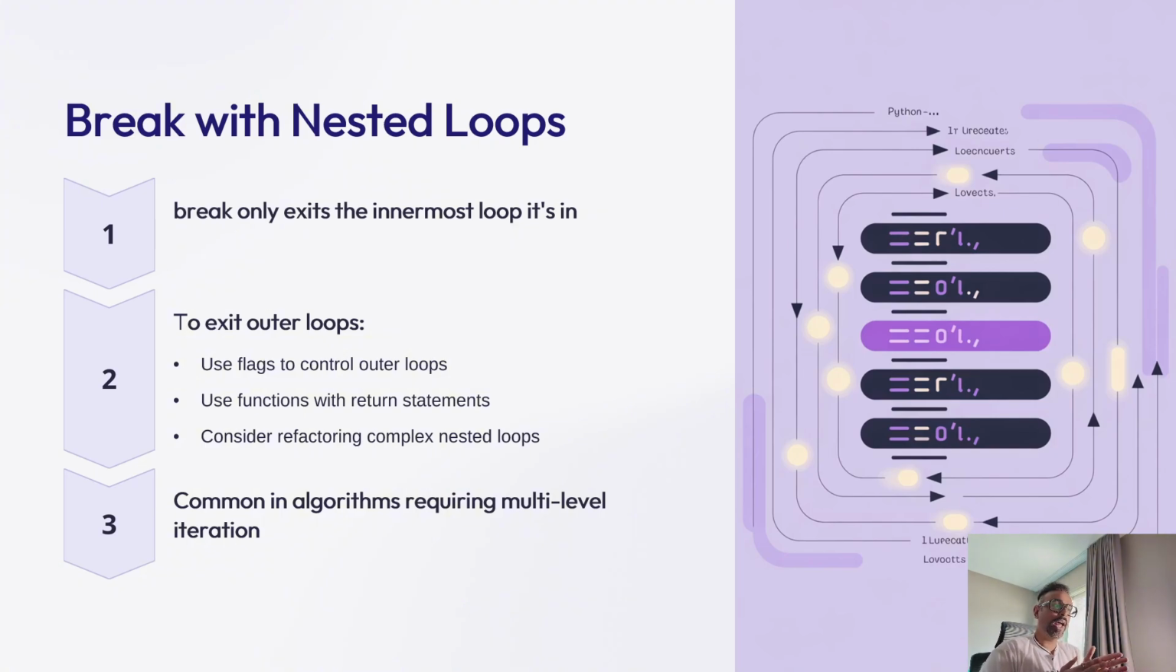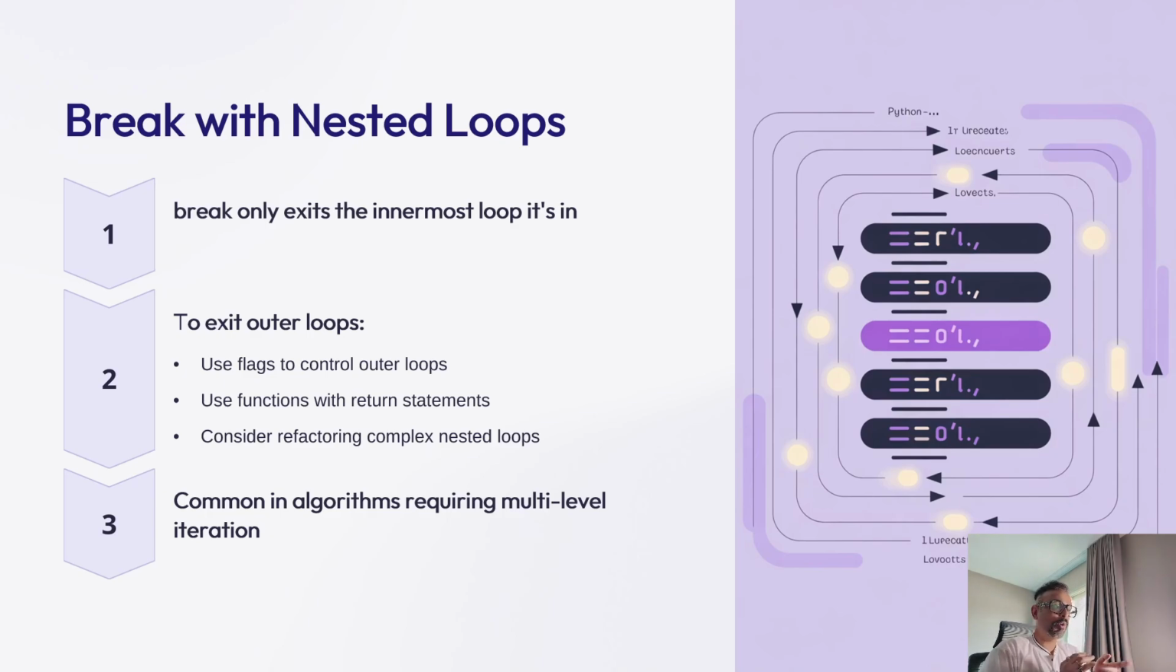One approach is to use a flag variable that you can set when you want to exit, then check this flag in each loop level. Another approach is to refactor your nested loops into a function and use a return statement, which will exit both the function and all the loops it contains. In machine learning, nested loops are common.